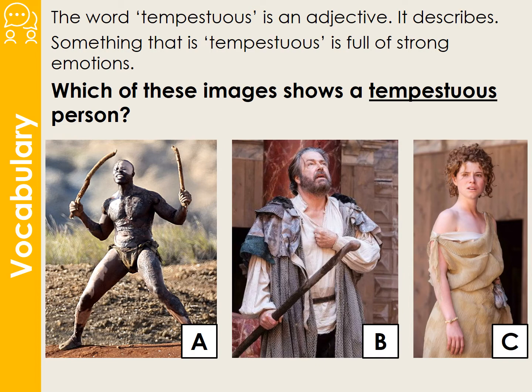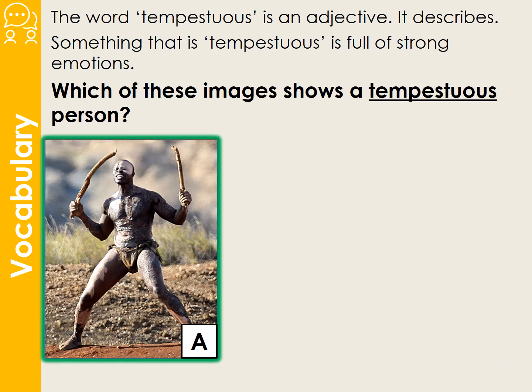And then we've got the adjective tempestuous. So something that is tempestuous, or a person that is tempestuous, is full of strong emotions. So which of these images shows a tempestuous person? Now you might have more than one answer for this, but my answer is A. So these are all characters from the Tempest. This is a character called Caliban, and we will see in the play that Caliban is an extremely tempestuous person. He is full of strong emotions and feelings.